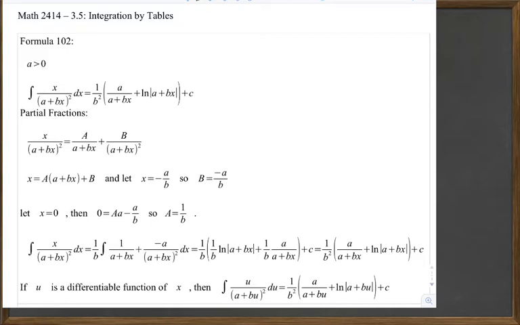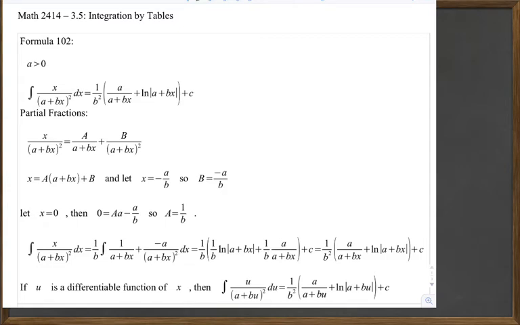So we'll do a couple examples where the formula we can derive with trig substitution or partial fraction decomposition or integration by parts, and there's other ones where you can derive it using u substitution.